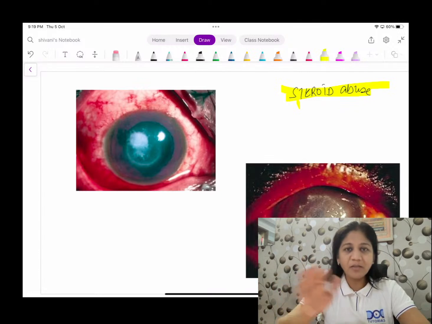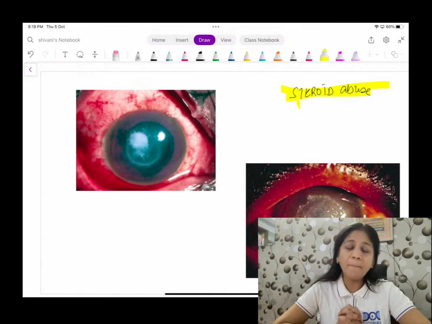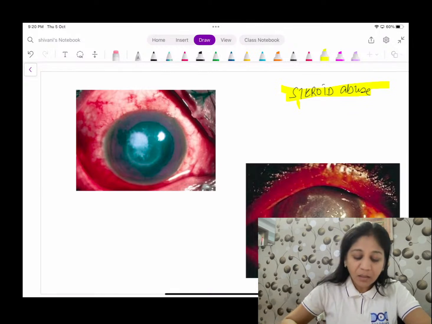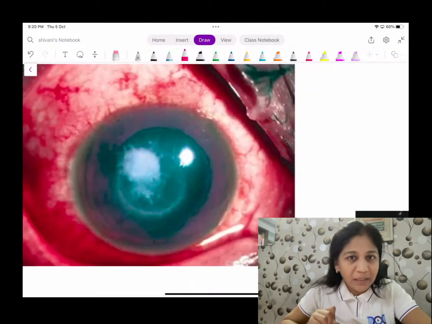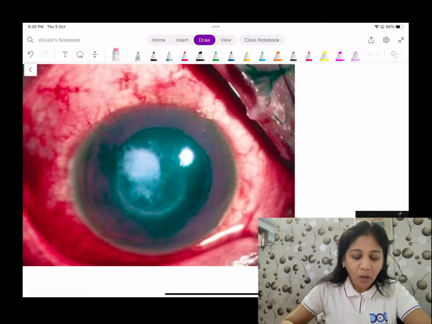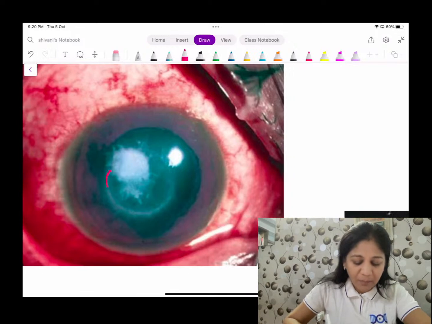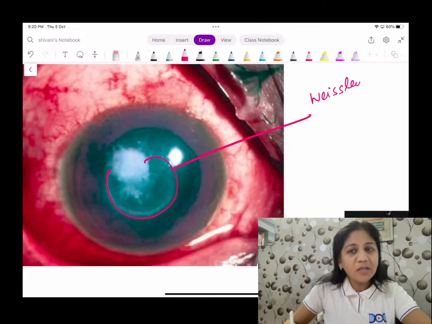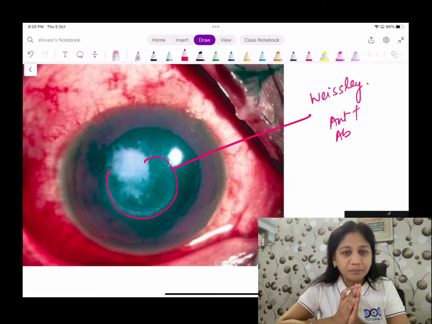Now, when I see the patient, I see there's a dry looking ulcer. The pain is less as compared to a patient of bacterial ulcer, but yes, definitely pain is there. Now, when I examine the patient, I'll see the ulcer does not have a sharp delineated edge. It has a feathery margin. Many a times we also see a ring shaped ulcer. This ring is the ring of Wesley. This is an immunological ring where antigen and antibody meet each other.